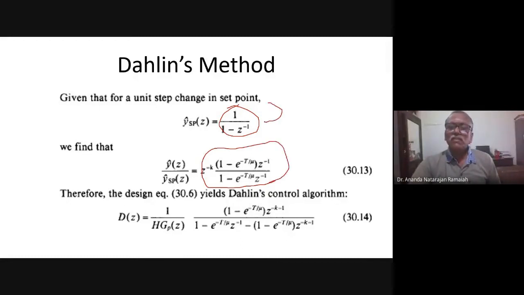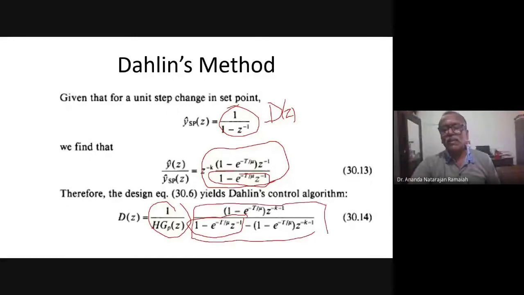Already we know the digital controller, D(z), equals 1 by HGP(z), times the numerator Y(z) by Y set point of z, which you have to write, divided by 1 minus this, which you have to write. If you take the LCM, this term gets cancelled in the numerator and denominator also; instead of 1, this term will come in the denominator. Therefore, this is the generalized controller for Dahlin's method.